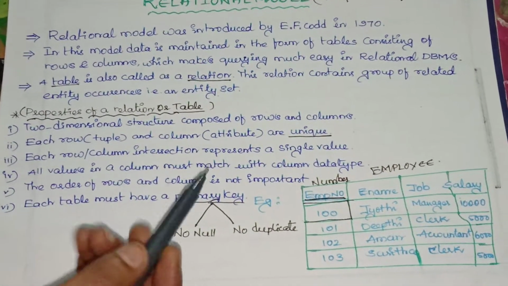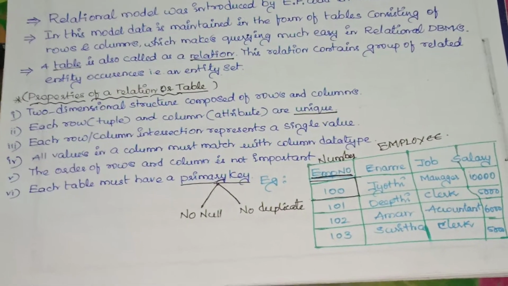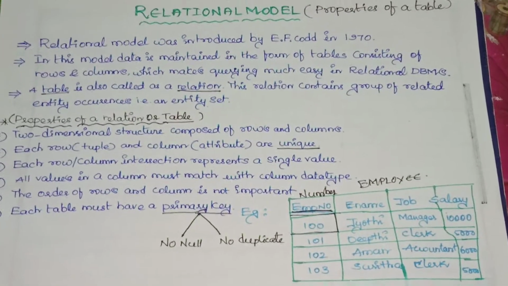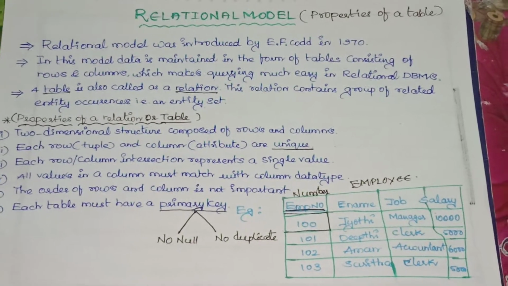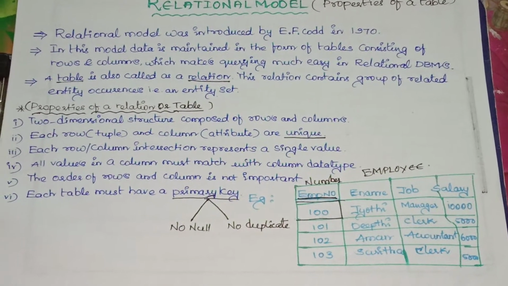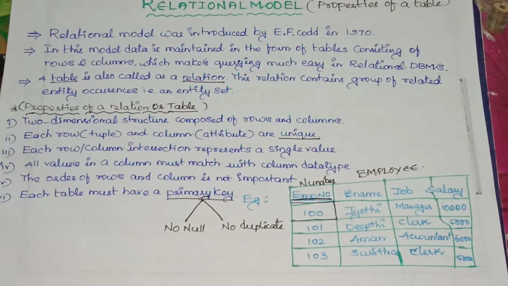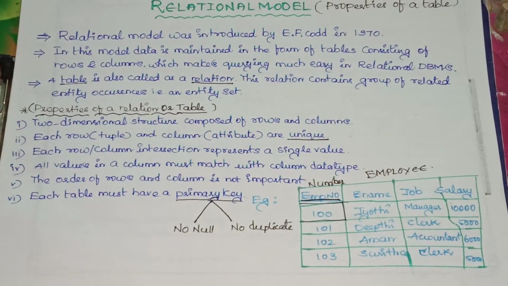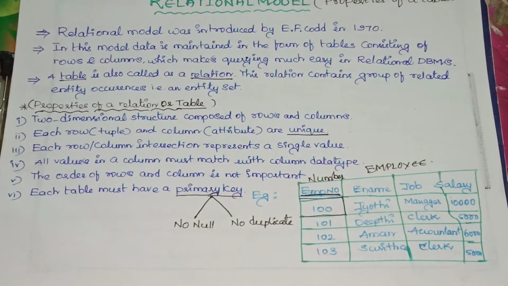As I told you, the relational database model was introduced by E.F. Codd in 1970, and this model maintains the data in the form of a table which consists of a number of rows and columns. Rows are called tuples, and columns are called fields or attributes. One more name for a table is a relation table. Both the terms are the same. Now, coming to the properties of a table.